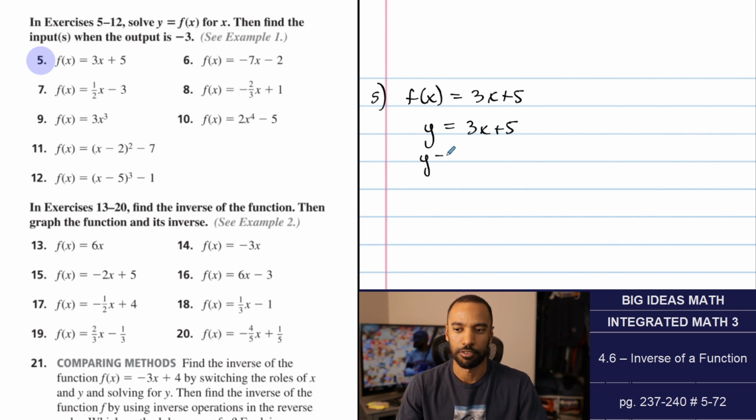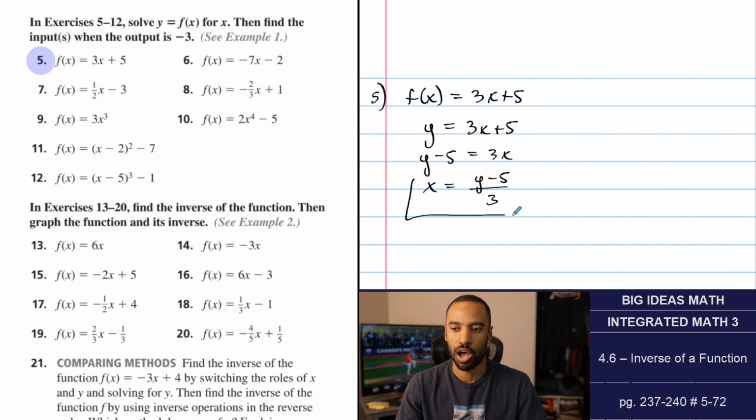I have to subtract 5 from both sides. And then I have to divide both sides by 3, and I'll get x equals (y minus 5) all over 3. So that is solving for x in terms of y.